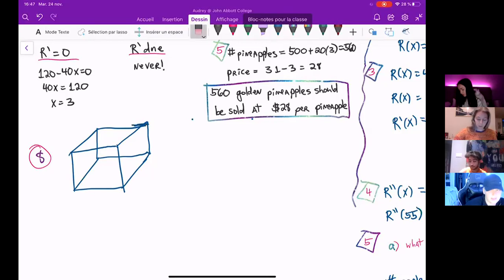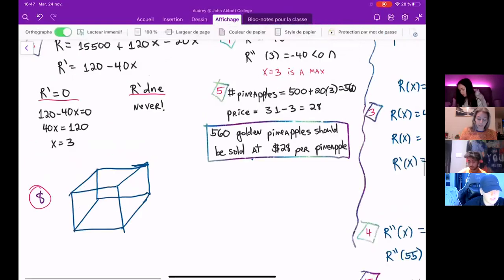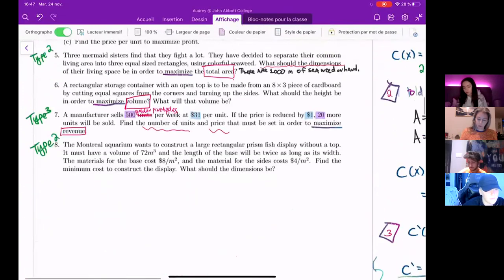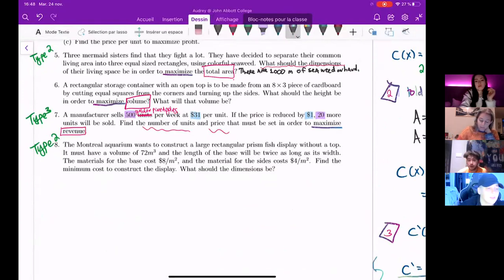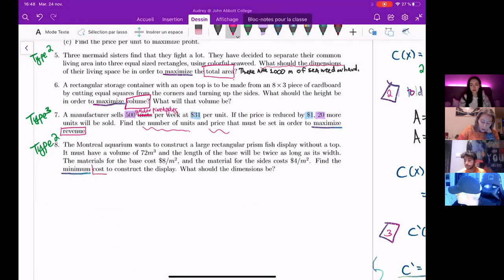That's my attempt at drawing a rectangular prism. Okay, so what function am I trying to optimize in this question now that I've drawn this thing? What am I trying to optimize? You got it. I want my minimum cost. So this says find the minimum cost to construct the display. I want to minimize my cost here.